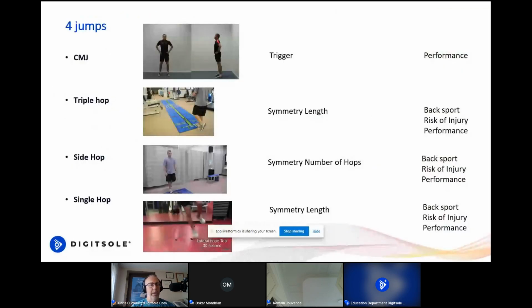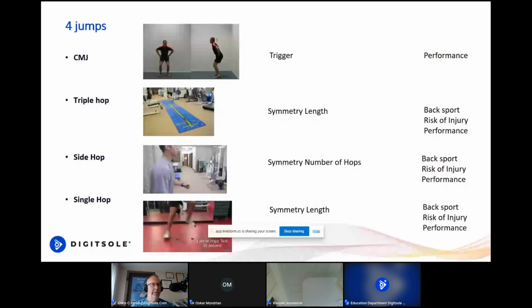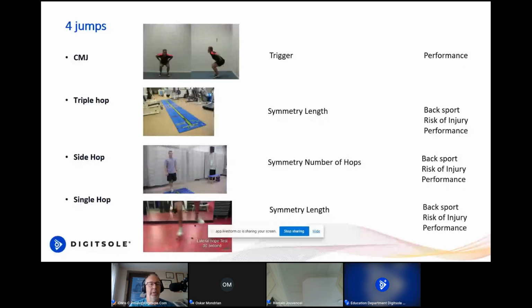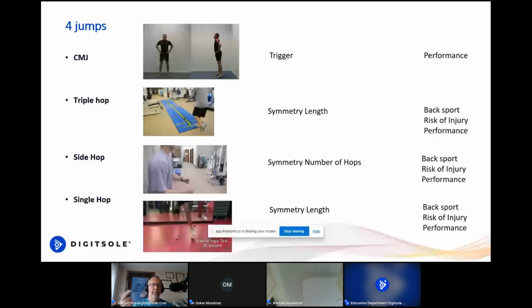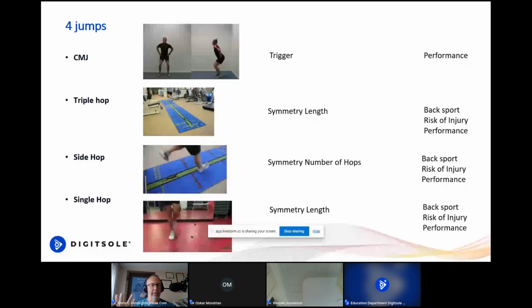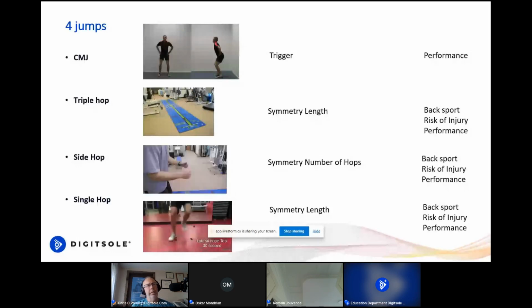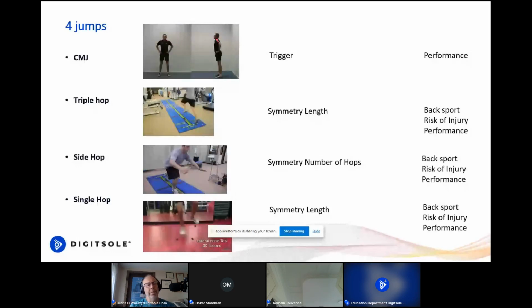Sometimes we may use all of them. Sometimes we may choose 1 or 2 or 3. It just depends on what exactly it is that we're trying to accomplish within the test. It's real simple and easy to move through. Again, it's the same sensor, so I can run all of these tests on one person. It takes about 8 to 10 minutes.